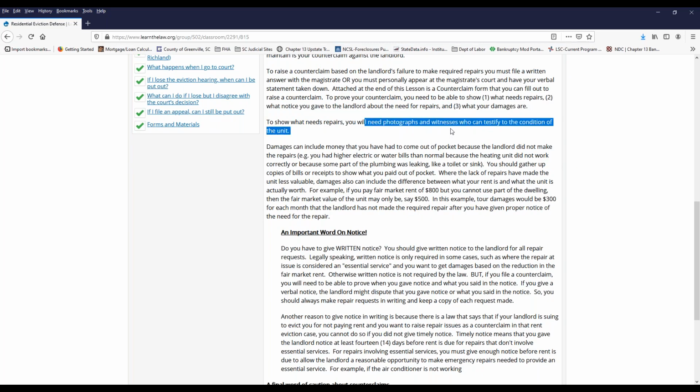You'll also need photographs and witnesses. That's important because, like the video said, the magistrate is not going to investigate your claim to find out what happened. You're going to have to provide that proof to the magistrate. Make sure you don't use originals. Take copies so that you can keep records of what you submit to the court.